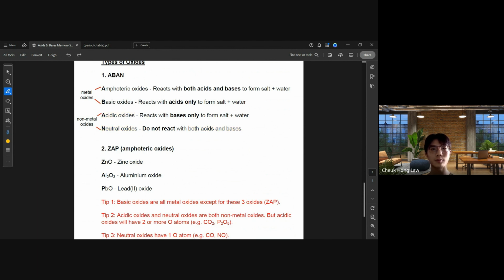So how do you differentiate between acidic oxides and neutral oxides? For acidic oxides, you have carbon dioxide and phosphorus oxide, P2O5. For neutral oxides, you have carbon monoxide and nitrogen monoxide. They are all non-metal oxides, so how do you differentiate them? Basically, neutral oxides are non-metal oxides with only one oxygen atom. Acidic oxides are non-metal oxides with more than one oxygen atom. Like CO2, you have two oxygen atoms, and P2O5, you have 5 oxygen atoms. That's how you differentiate between the two.